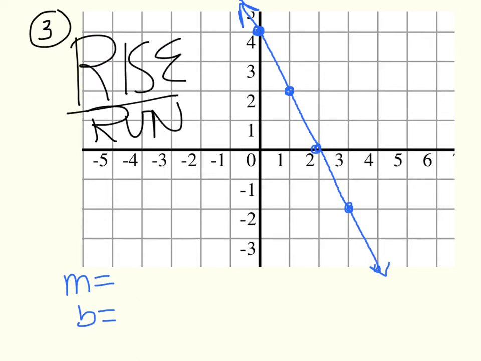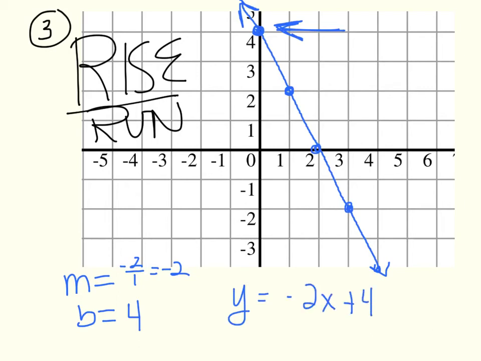Your rise is your change in y. So change in y is -2, run is 1. So -2, 1, -2, 1. So therefore my slope is -2 over 1, which is just -2. I then have to see where it crosses the y-axis. It crosses the y-axis right here, so that's at 4. My equation would be y equals -2x plus 4.